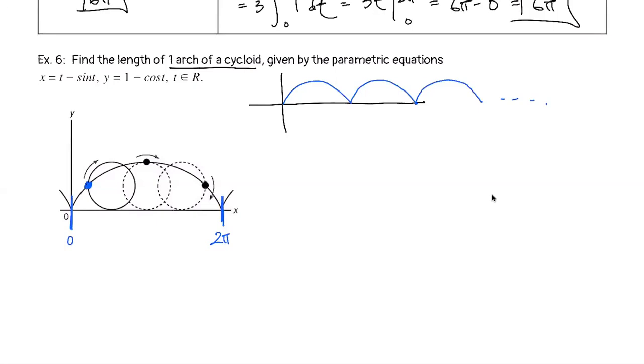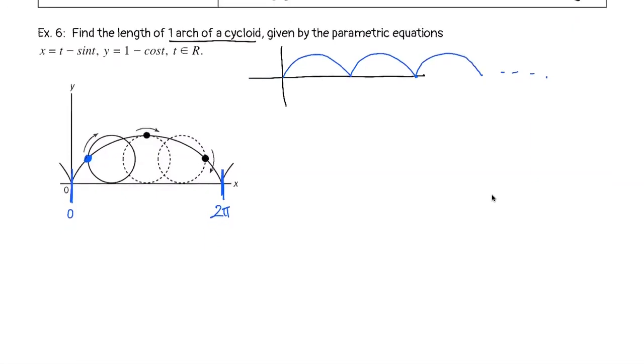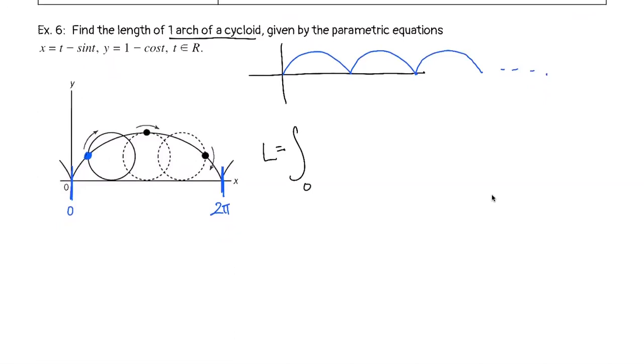I believe in the quiz, you have a question about an asteroid, so it's kind of similar to a cycloid in that you take a circle and you move it around the graph a little bit and you get a cool looking graph, okay? But the one arch for the cycloid goes from 0 to 2 pi. And so let's go ahead and set up our equation to find the arc length of one arch. So our bottom bound is going to be 0, and our top bound is going to be 2 pi.